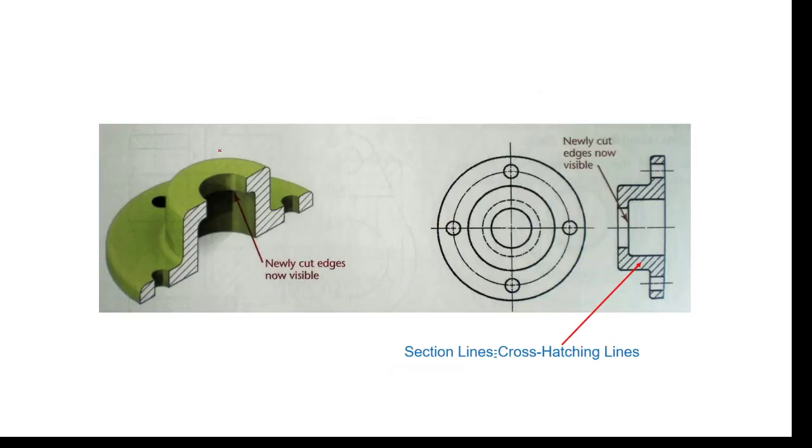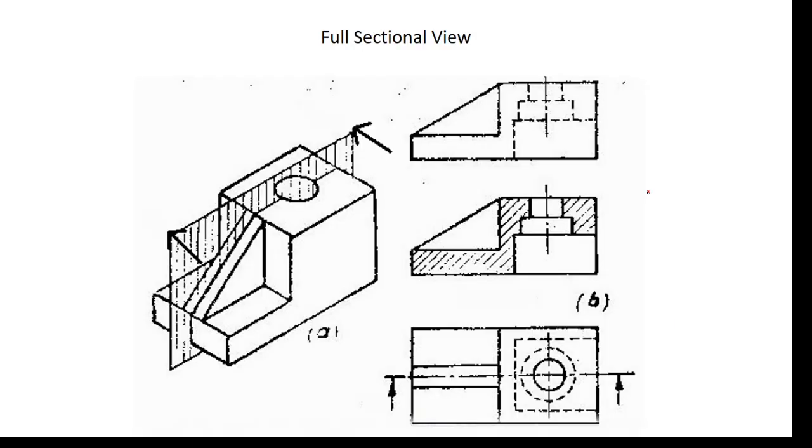And then, some examples: section lines or cross-hatching lines. That is another meaning of the thin continuous line. Whenever we see equally spaced inclined lines over a certain surface in a projection, this means it is a sectional view. Also, the parts of the projection with cross-hatching lines are solid parts cut by the imaginary cutting plane.